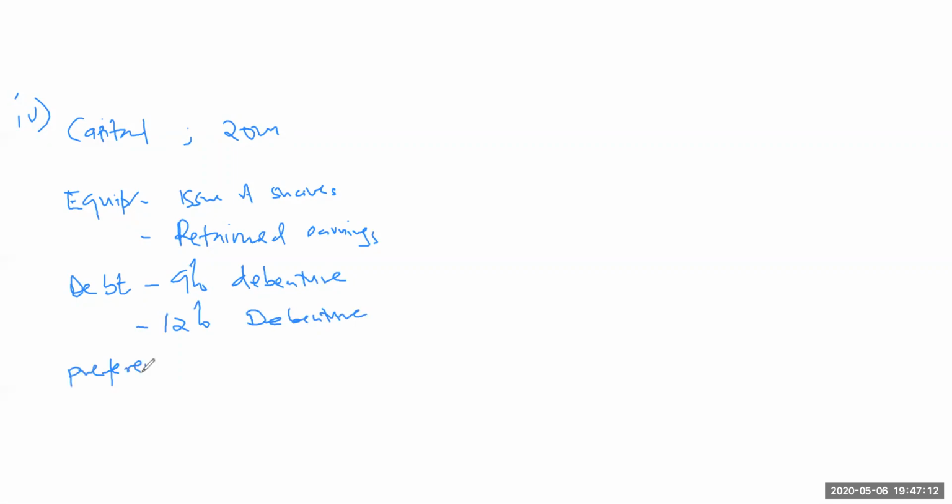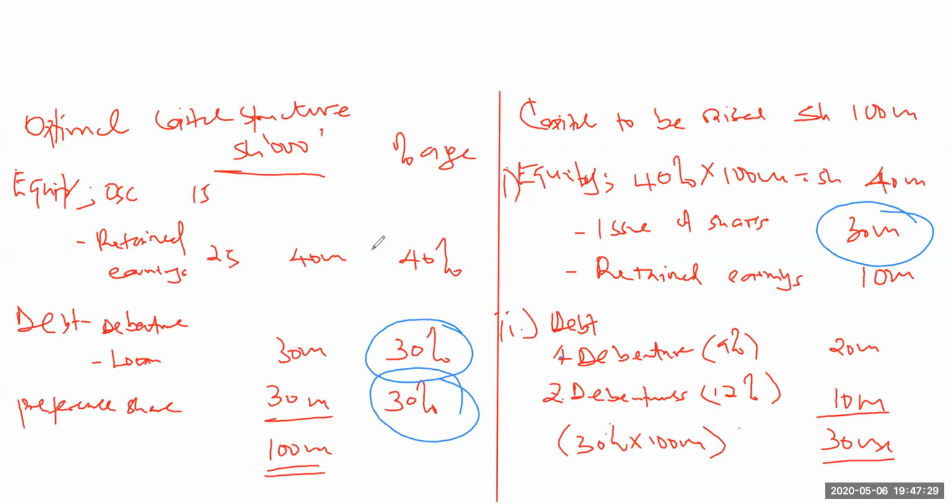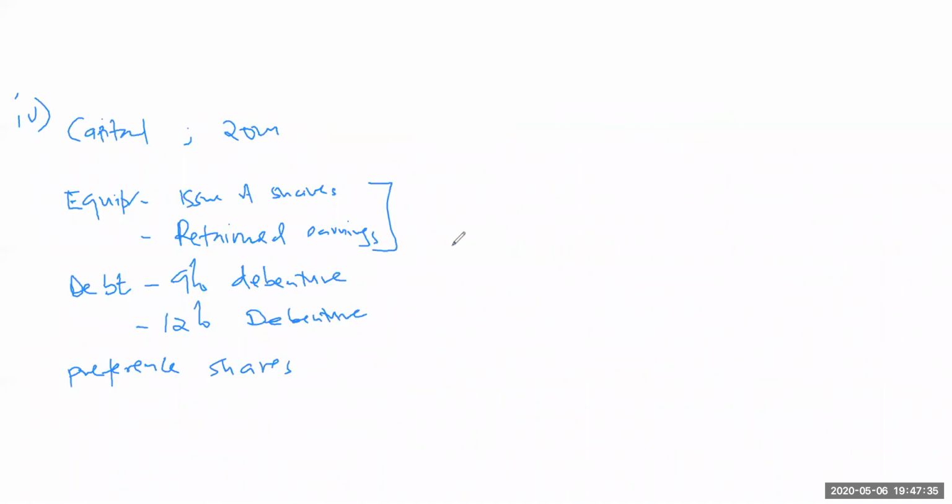So you want to determine how much capital the company is going to raise from each one of them. Don't forget the total capital that we need is 20 million. So from equity, going back to our capital structure, equity contributes 40%. Therefore, let me have my workings here.